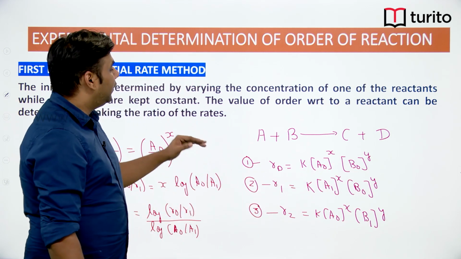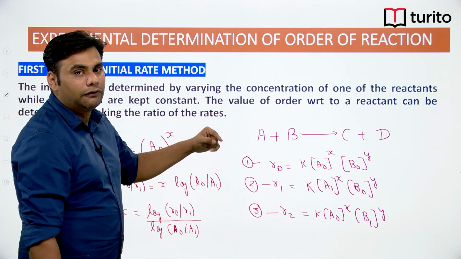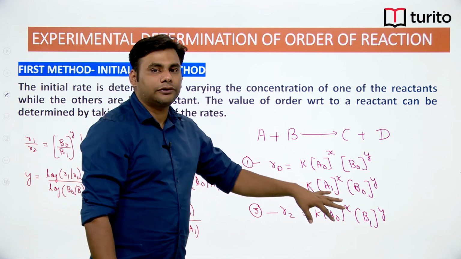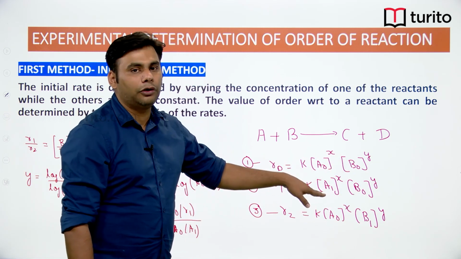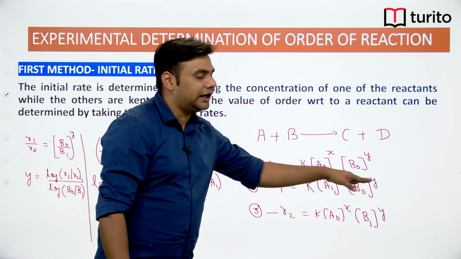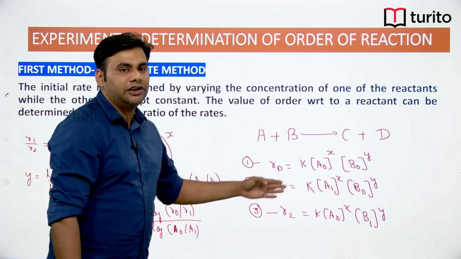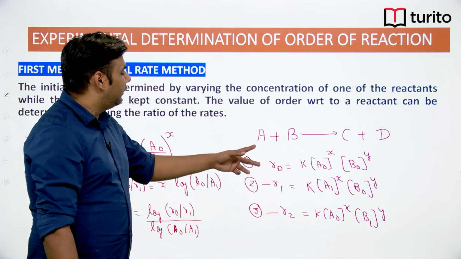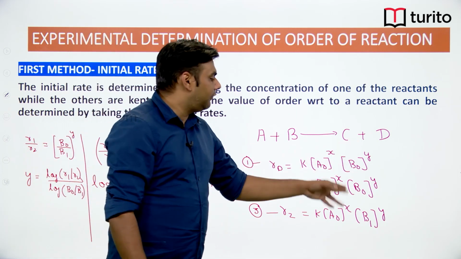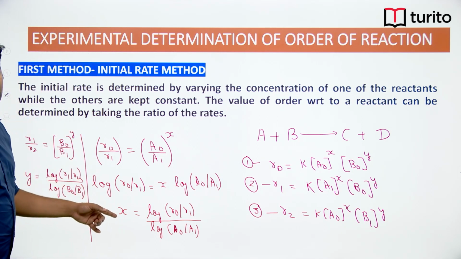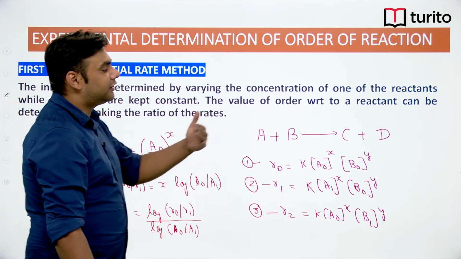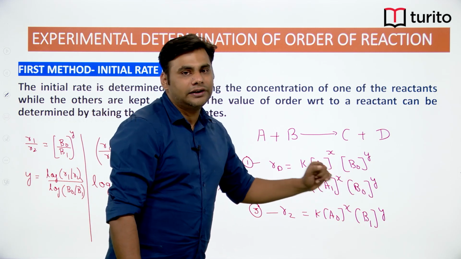Now we vary the concentration of one reactant, keeping the other constant. We take the same amount of B, but now a different amount of A. We write the new rate expression. Obviously the rate will change because the concentration is changing. Now we divide the two, and the common factor gets cancelled out. In this way we get the order with respect to one of the reactants. Similarly, we repeat the same process for the second reactant.